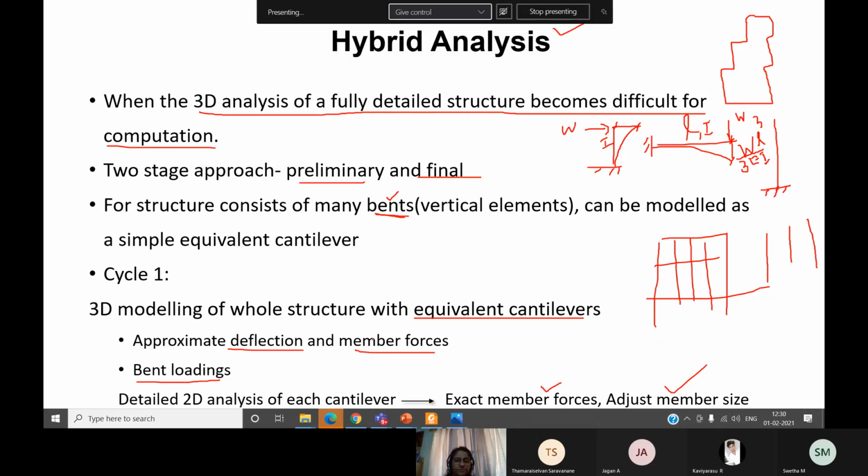Then as a whole structure, you do the equivalent cantilever and do the 3-dimensional analysis. Then a detailed 2D analysis of each cantilever will give you the exact member forces, and you adjust the member sizes. Okay, so this is the first cycle.